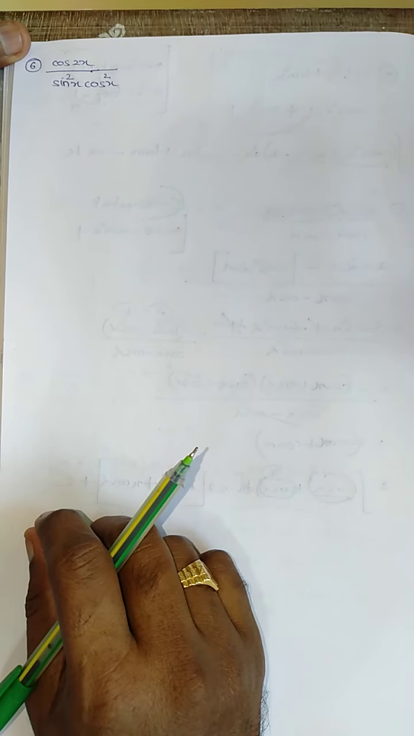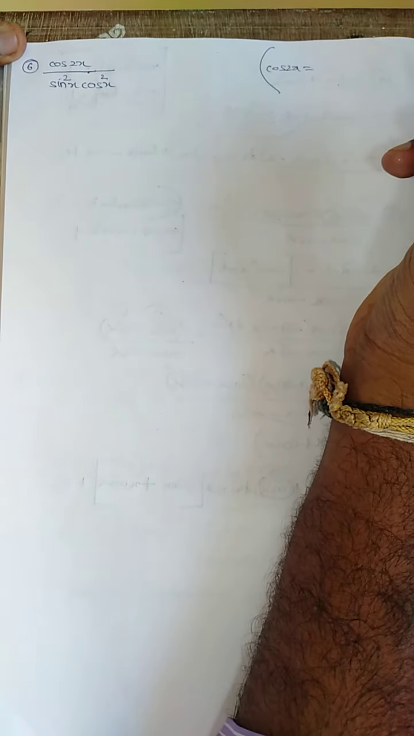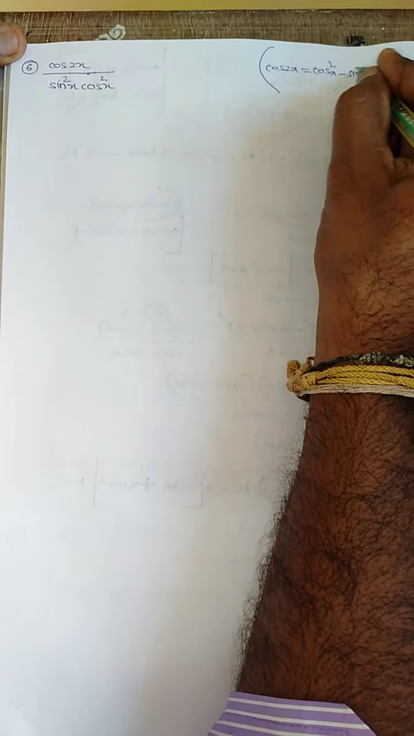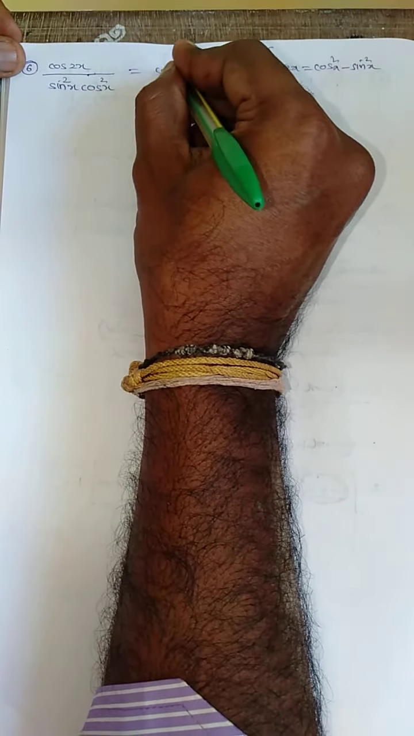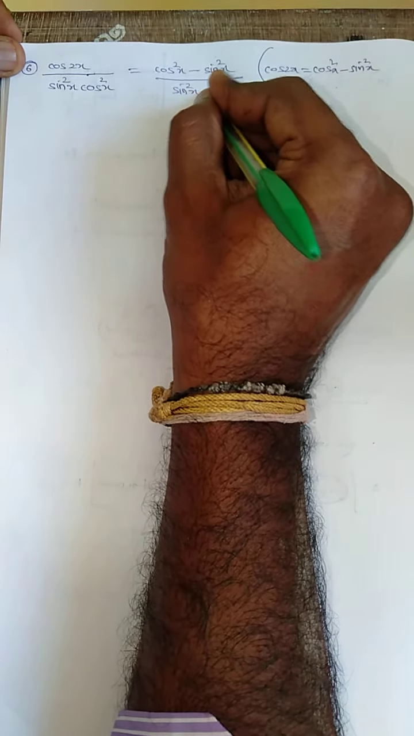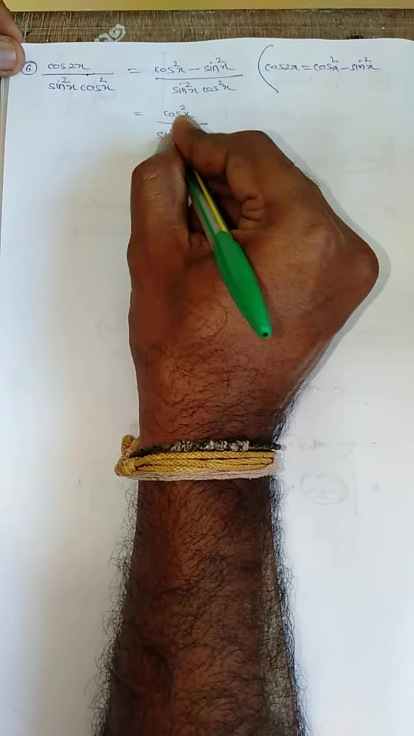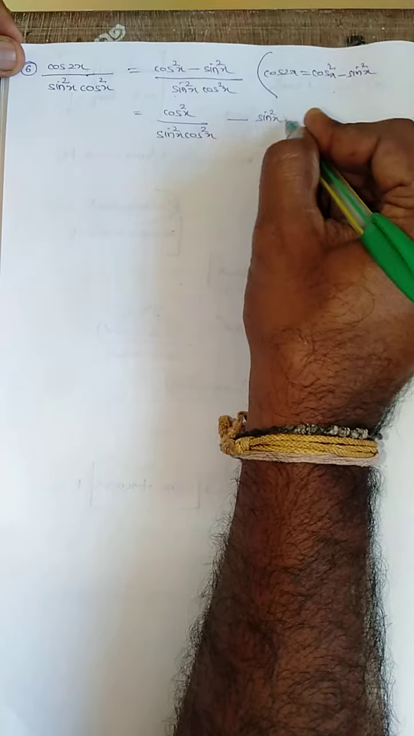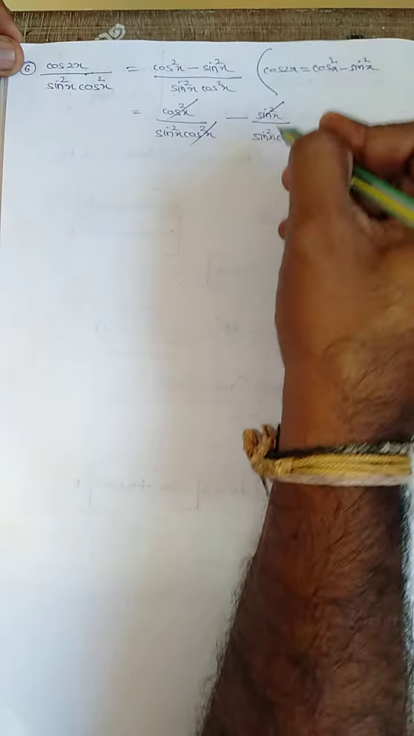Next, cos 2x divided by sin square x into cos square x. You know the cos 2x formula. Cos 2x, this is one of the formulas. We can write cos 2x as cos square x minus sin square x. This is one of the formulas in trigonometry. The same formula I am going to use here: cos square x minus sin square x divided by sin square x into cos square x. Now divide: cos square x divided by sin square x cos square x, minus sin square x divided by sin square x into cos square x. Cos square x and sin square x cancel.